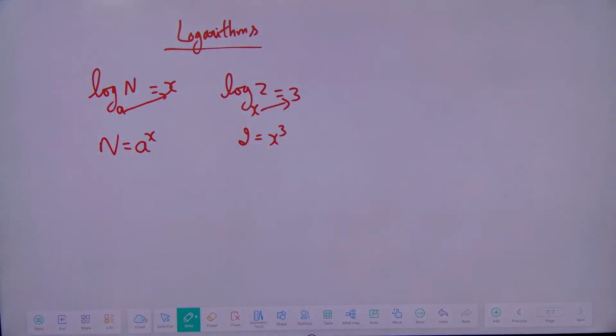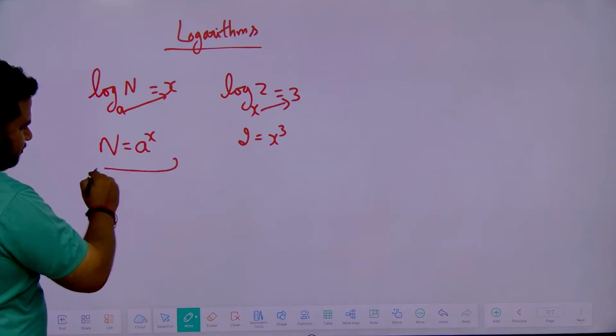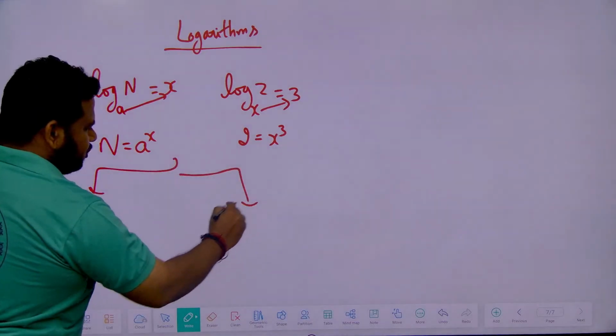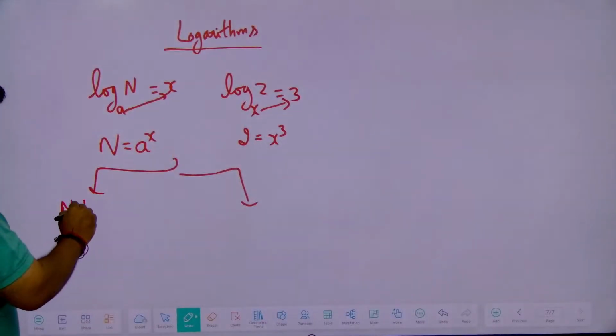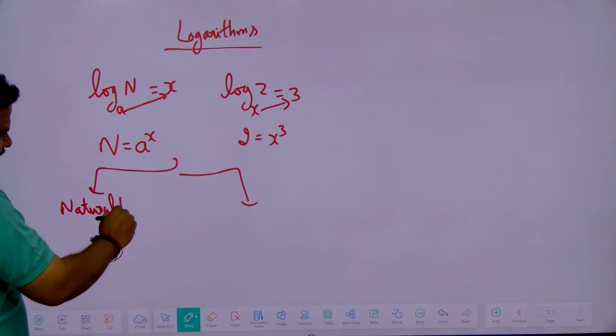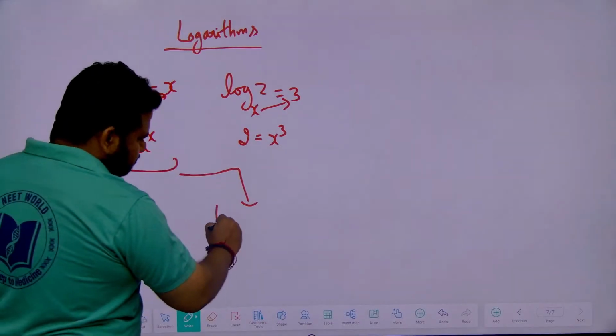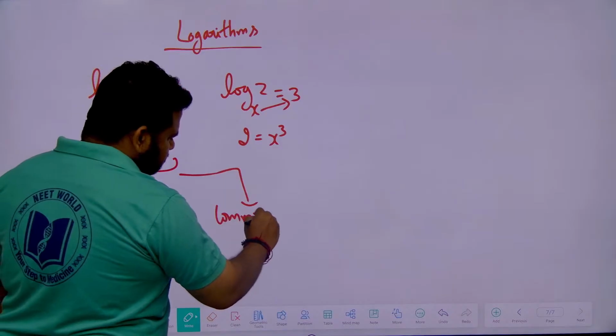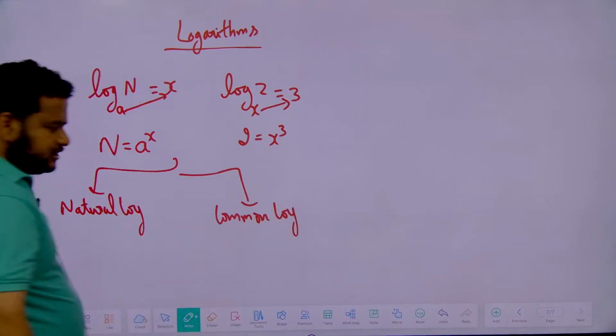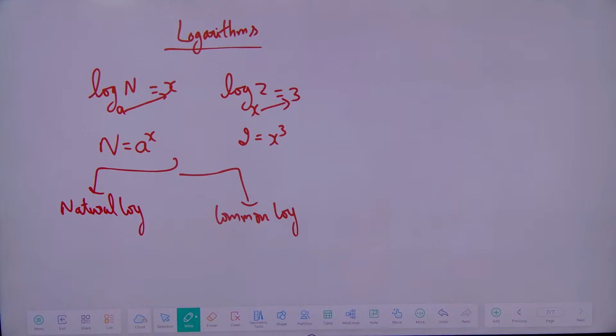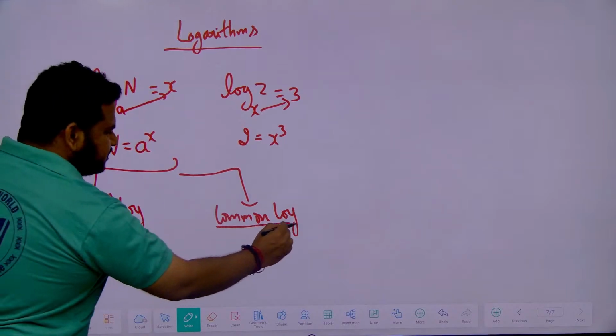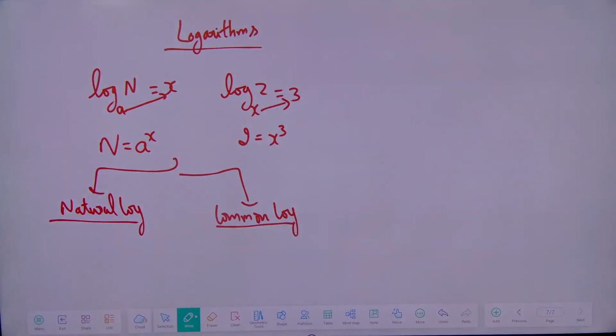But in logarithms there are two types. One is called natural log, another one is common log. Natural log means the only difference is with respect to the base. Natural log means the base will be e.